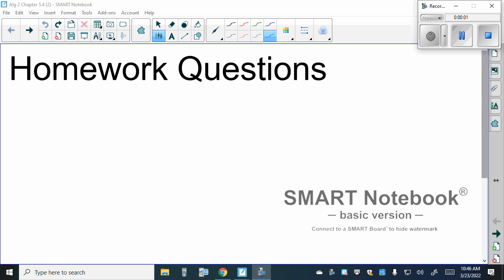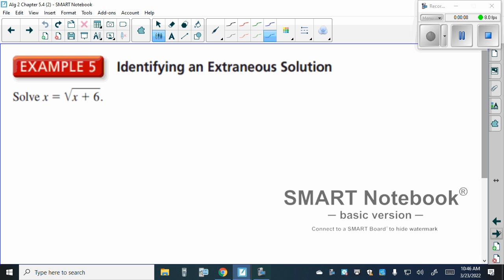Today's lesson is very similar to what we did yesterday. There's only going to be one main change: extraneous solutions. It is possible for us to get solutions that don't work back in the original equation. One of the biggest identifiers is having a variable outside of the radical. Anytime we have a variable outside of the radical when we're solving, there's a good chance that there's going to be an extraneous solution.